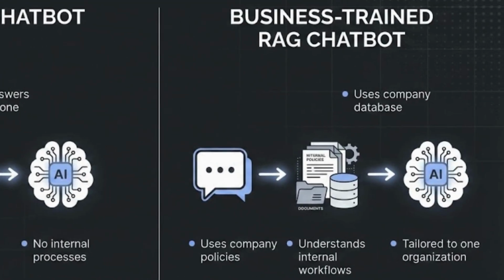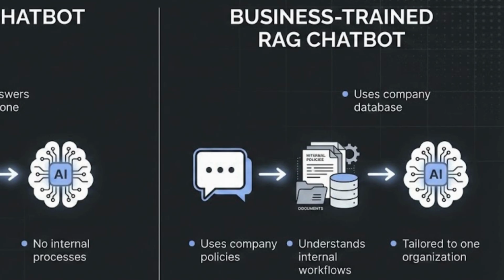Now let's move on to the right side of the screen. This represents a business-trained RAG chatbot. The flow looks similar at first. The user asks a question, but before the AI responds, it checks a company's knowledge base. The knowledge base contains things like internal policies, onboarding guides, and company-specific rules. The AI can then generate a response based on that information, not just general knowledge.